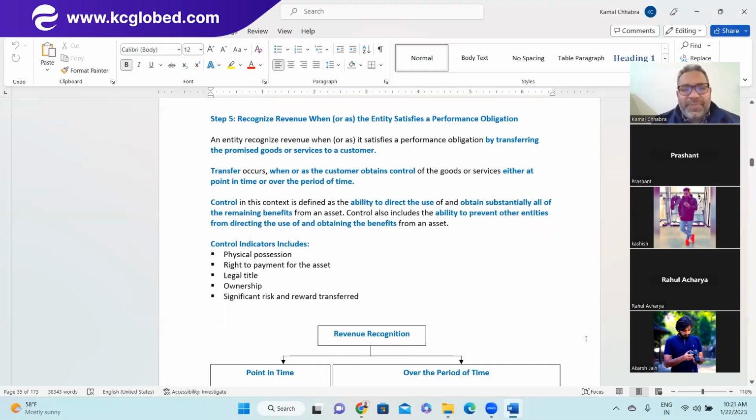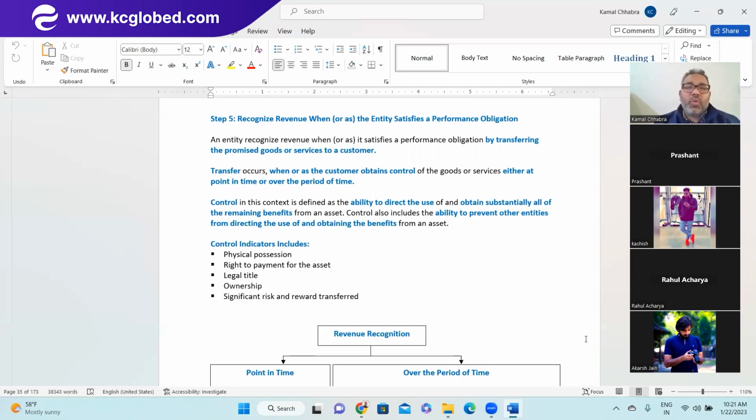So let's start step 5, recognition of revenue when the entity satisfies the performance obligation, right? If you remember, in all the first four steps, we were holding on to the respective items, but we had not explained when to recognize revenue and how to recognize revenue, right? In the identification of contract, we understood what a contract is, when it's modified, when it's combined, and when the portfolio approach applies, and so on and so forth, right?